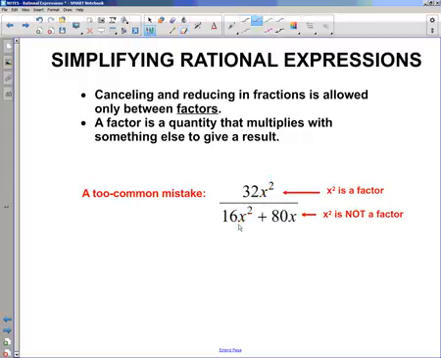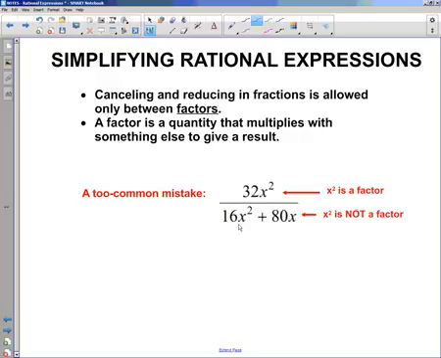Canceling is actually only allowed, and reducing as well, between factors. So you've got to have a factor on the top and a factor on the bottom. And what does a factor mean? A factor is something that multiplies to give a result. In the top of this fraction, we've got 32 times x squared. So x squared is being multiplied to give as part of the total numerator, so it is a factor.